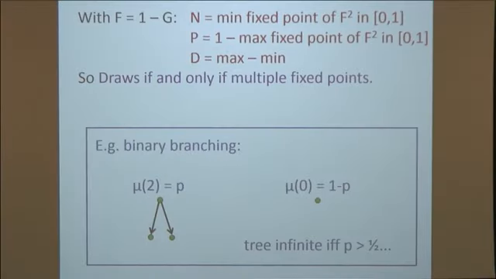So d, the probability that the root is a draw, that the game is a draw with optimal play starting from the root, is the difference between the biggest fixed point and the smallest fixed point of not f, but the iterate f of f in the interval 0, 1. Turns out, easy computations, and n and p are given in terms of that as well. So there are draws if and only if this function, the iterate f of x, has multiple fixed points in the interval.